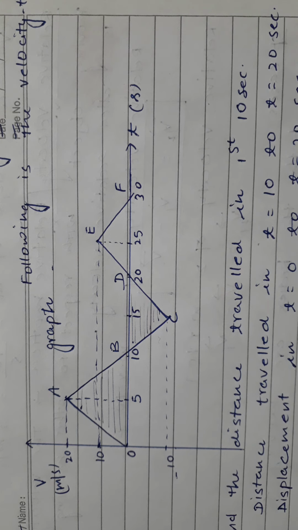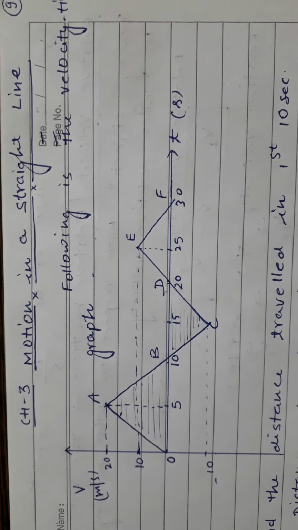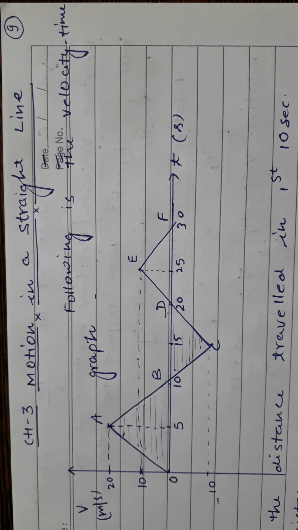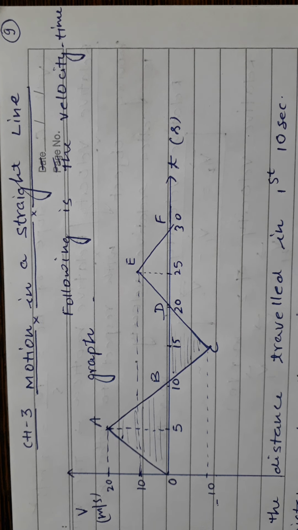Hello students, in the last class we discussed different kinds of graphs in graphical representation of motion. We are studying the chapter motion in a straight line. We have covered the graphical representation of motion, and I have drawn many kinds of graphs elaborating different kinds of motion. Based on the graph, let us solve some numericals.